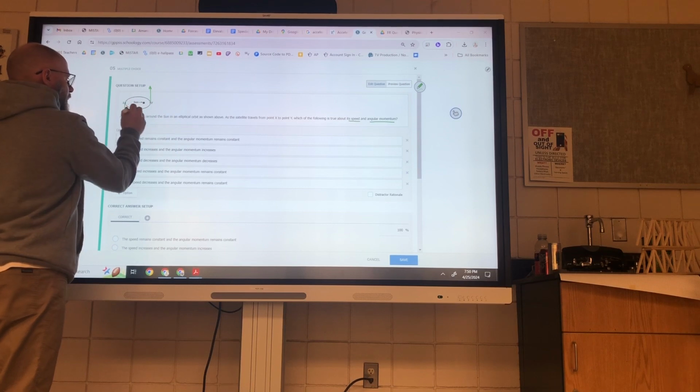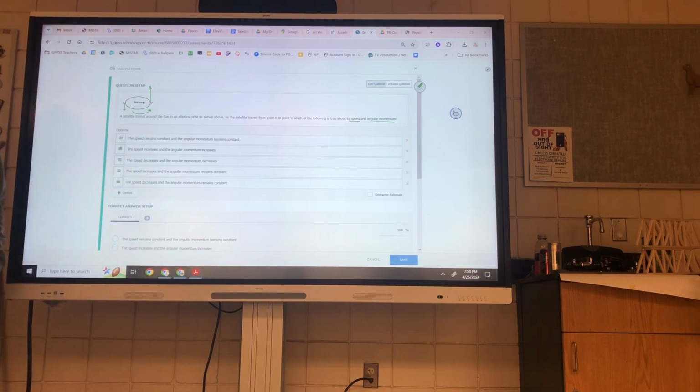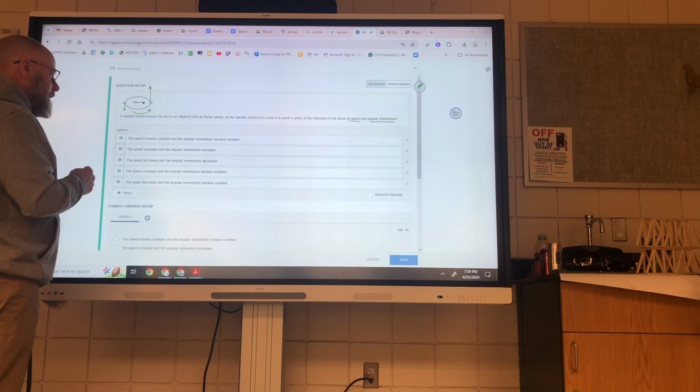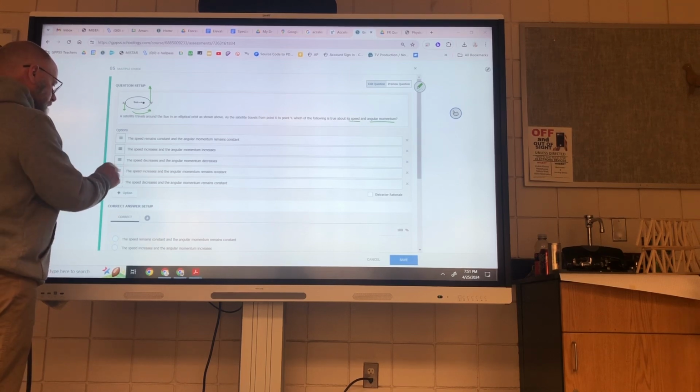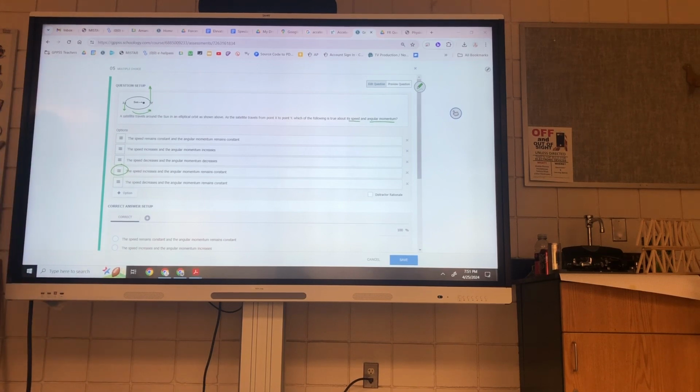So it's going from X to Y, okay? So speed increases, but what did we just decide about angular momentum? It totally stays the same. All right, so I need speed increases and angular momentum stays the same. Got it. There you go. There it is. Cool? Right? And it wasn't easy a minute ago, but now you're like, oh yeah, totally.